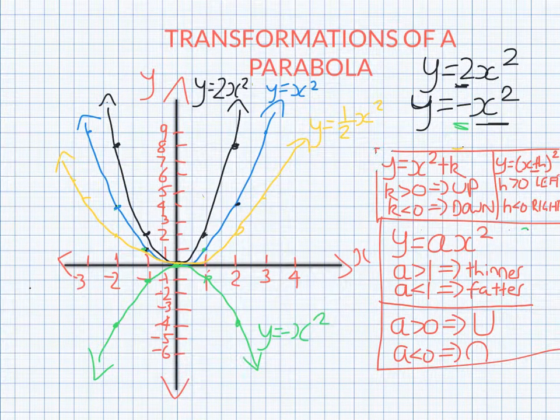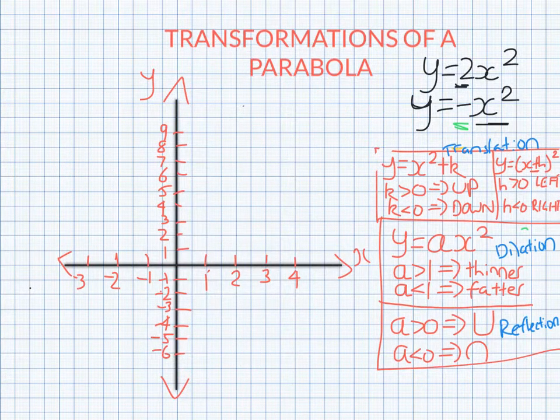So you can see there are 4 transformations that we've gone through. The first 2 were both translations. They shift the parabola left and right, or up or down. The next one here was a dilation, and then the last one was a reflection. So they are the transformations you need to know. I'm going to rub out all the graphs now and just do one more quick example.